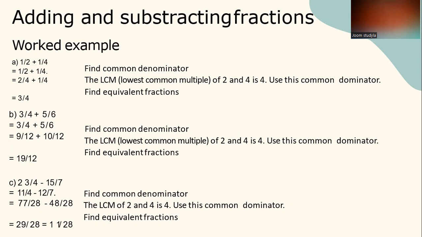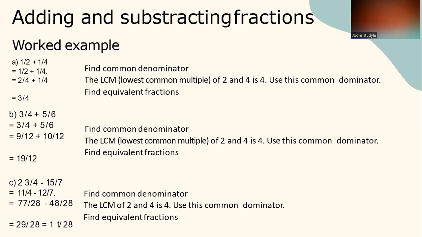And B, 3 over 4 plus 5 over 6. So you have to find a common denominator. So the lowest common multiple of 4 and 6 is 12. So use this common denominator to find equivalent fractions.